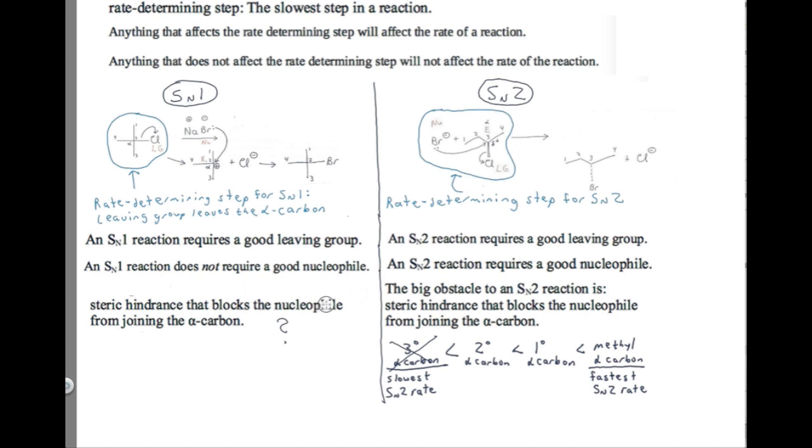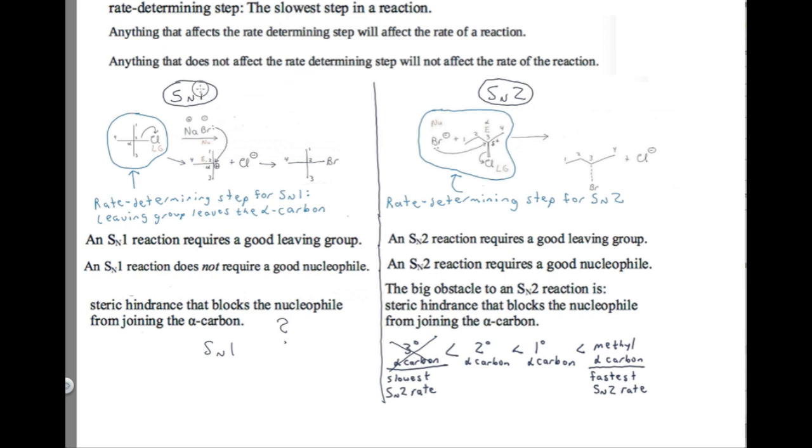Now let's try to apply that concept of steric hindrance to an SN1 reaction. Do you think that steric hindrance would be a big obstacle for an SN1 reaction? Pause the video and ask yourself, if there's steric hindrance that blocks the nucleophile from joining the alpha carbon, would that be a big obstacle for an SN1 reaction? I hope you thought about that. I hope you thought about it by asking whether it would affect the rate-determining step.